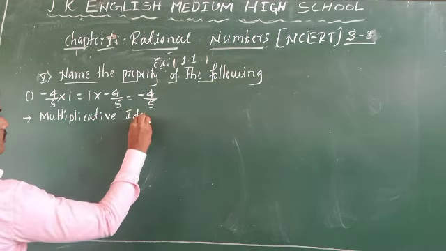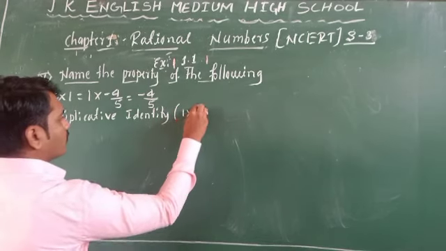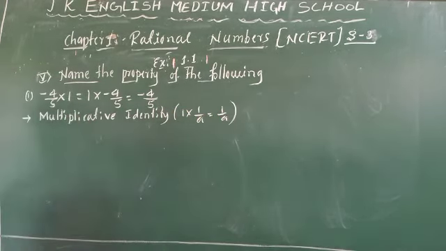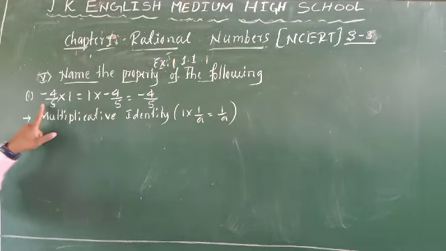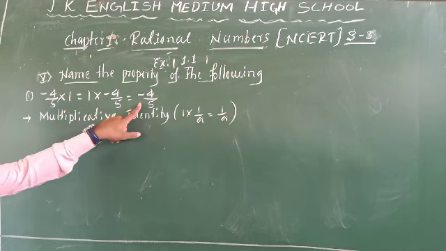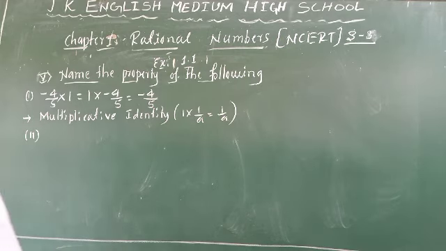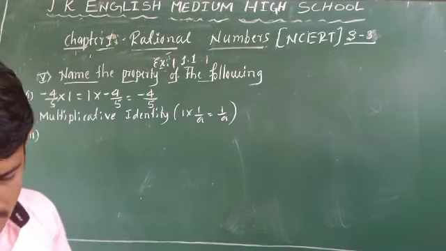Multiplicative identity. How is it possible? 1 into 1 upon a is equal to 1 upon a. So what is it? The multiplicative identity. The equation is like that. 1 into 1 upon a is what? 1 upon a only. Okay. Question number 2. What is question number 2? Minus 13 by 7.